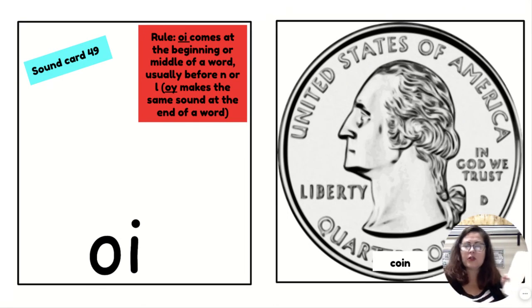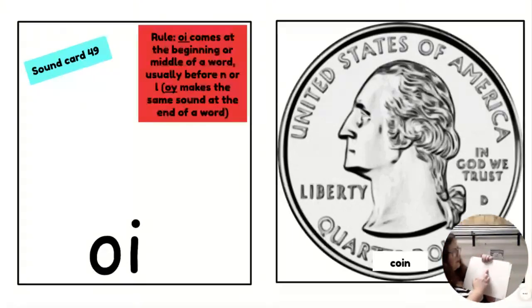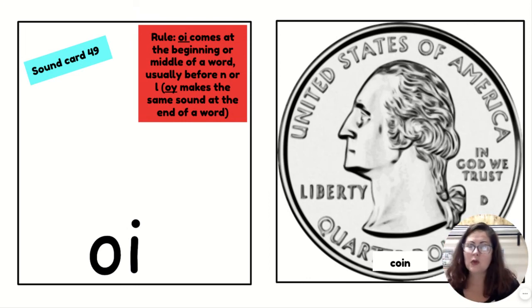So now I want you to trace oi, oi, oi 3 times. And the key word for that is coin. Okay? Trace it 3 times while saying the sound. Okay?